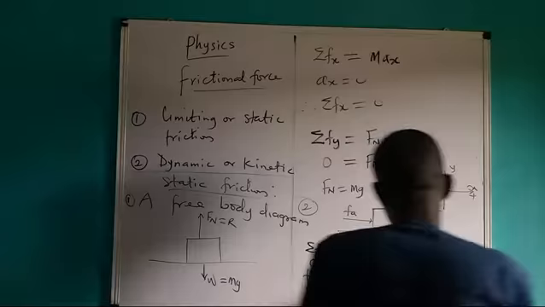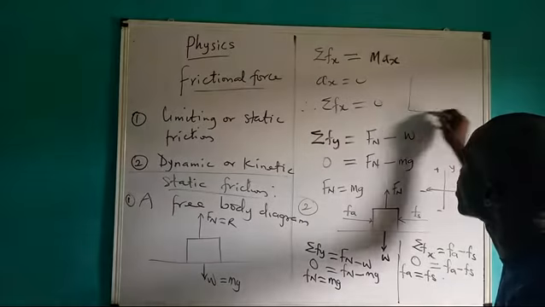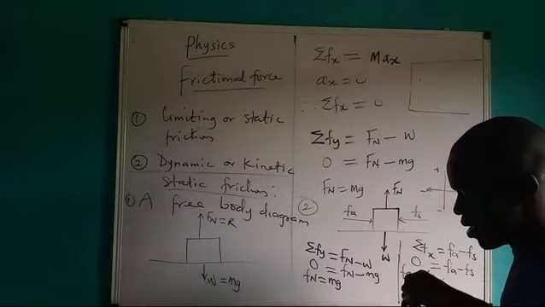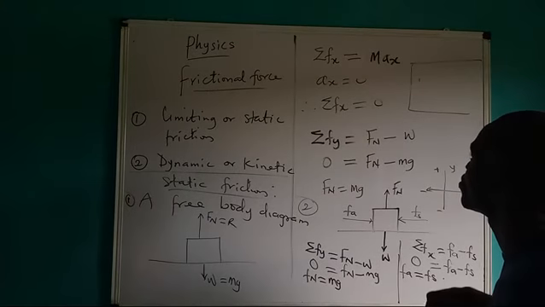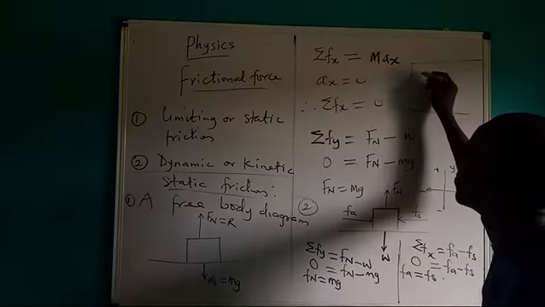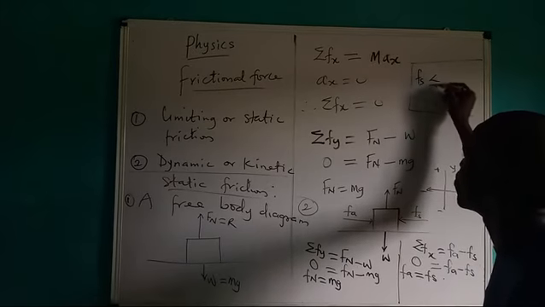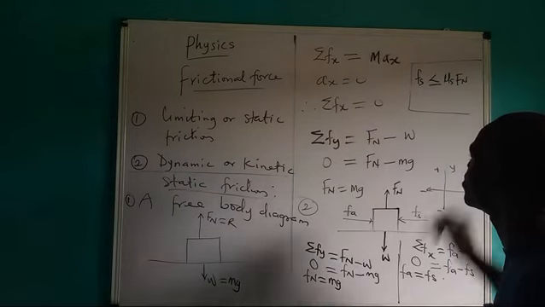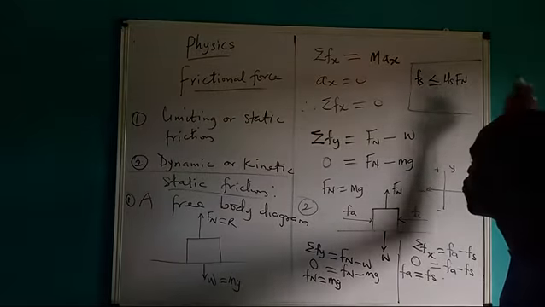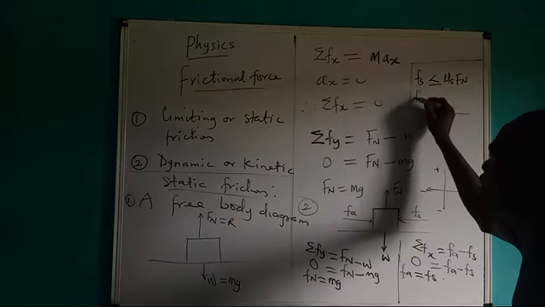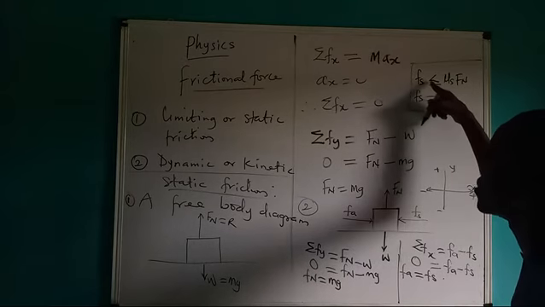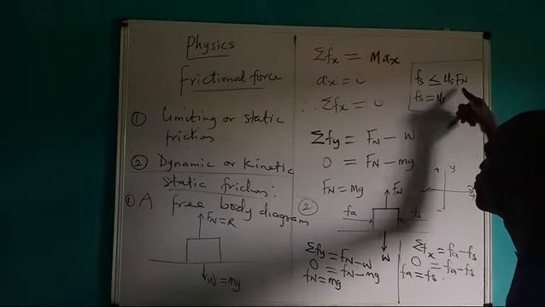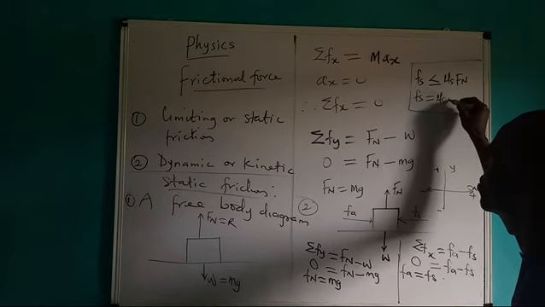Another thing you must also note is this. For static friction, please don't forget, it is either less than or equal to mu s Fn. You can also say that our Fs can also be equal, it's either less or equal. It can also be equal to mu s Fn, and Fn is Mg. Please don't forget.